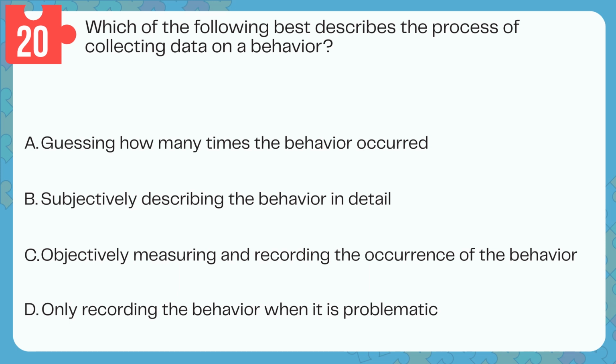Question 20. Which of the following best describes the process of collecting data on a behavior? A. Guessing how many times the behavior occurred. B. Subjectively describing the behavior in detail. C. Objectively measuring and recording the occurrence of the behavior. D. Only recording the behavior when it is problematic.